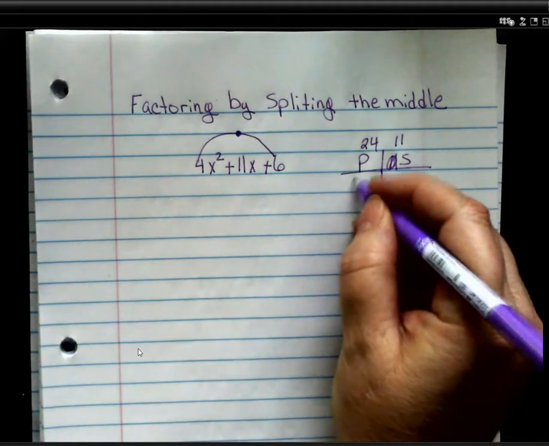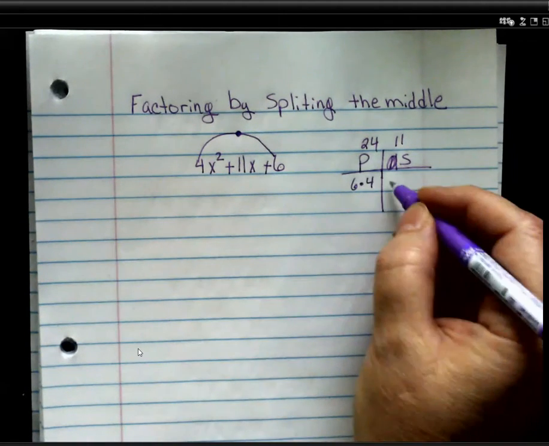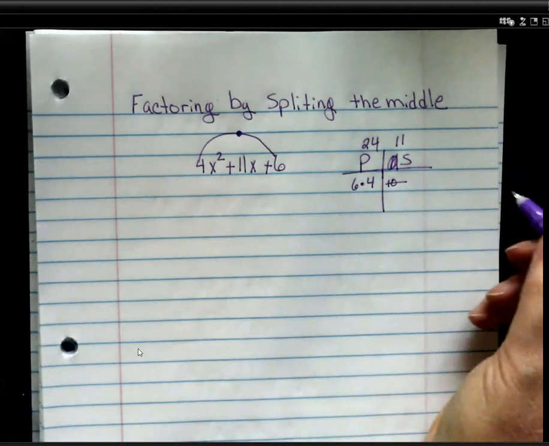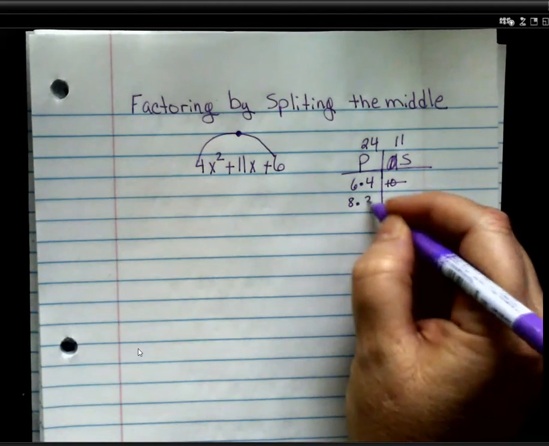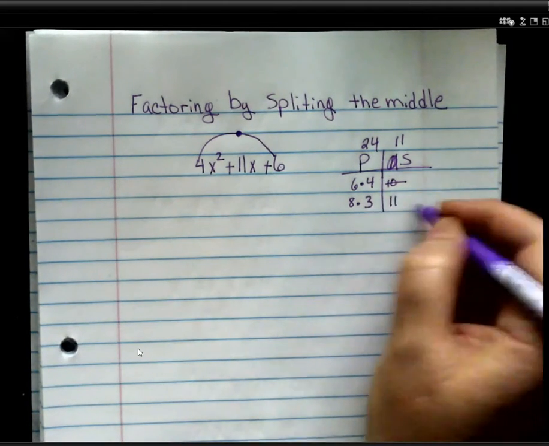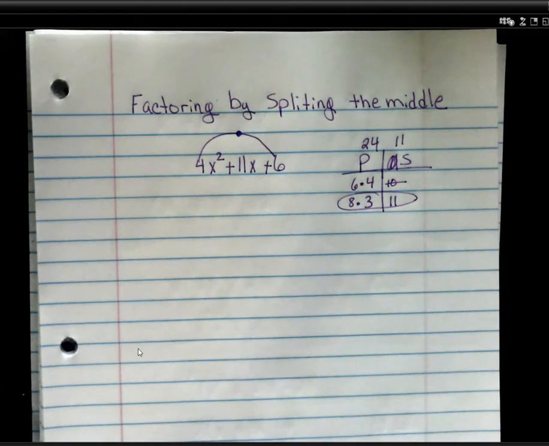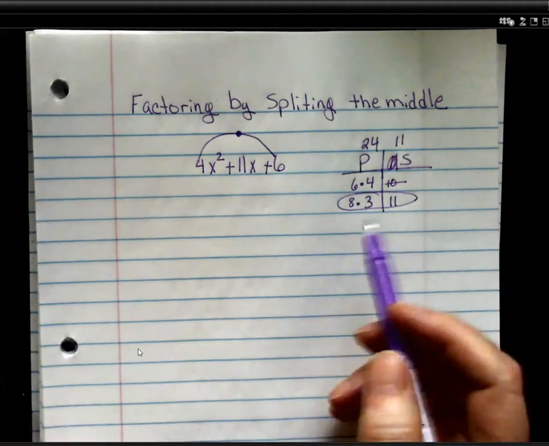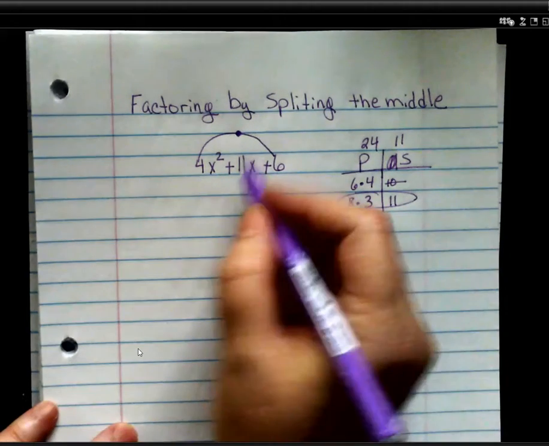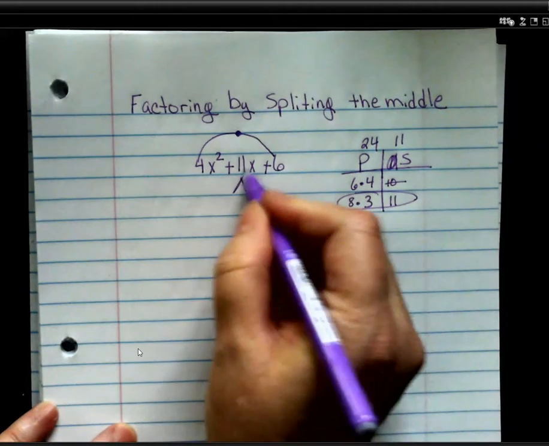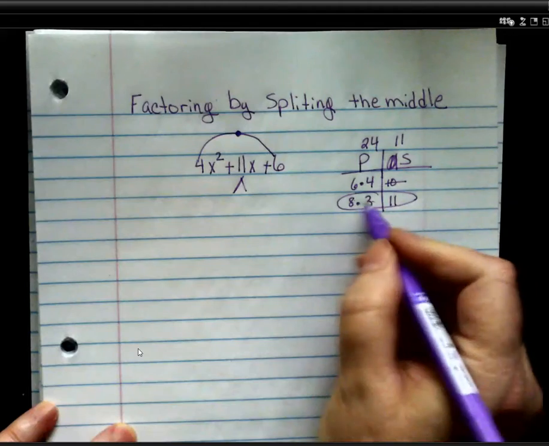So let's look at 6 times 4. That will give me 10, so that won't work. How about 8 times 3? That does give me 11. So that's my two numbers. But this is where it gets different, because we're calling this splitting the middle, which means we rewrite the middle term with these two numbers.